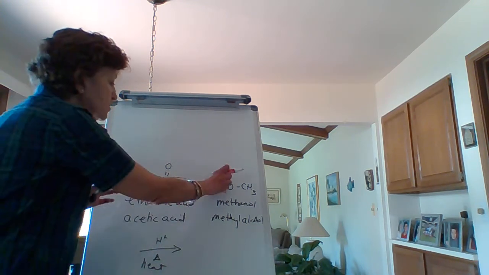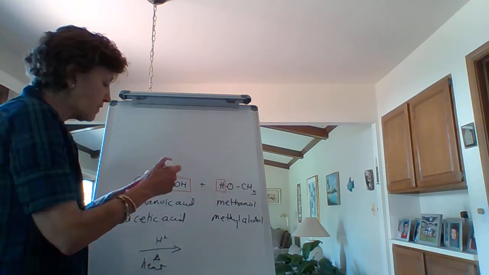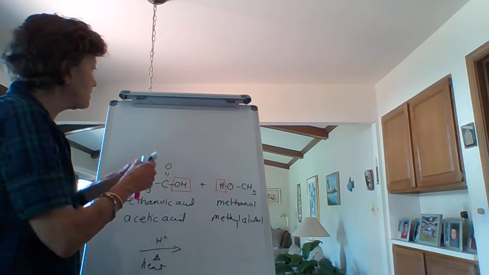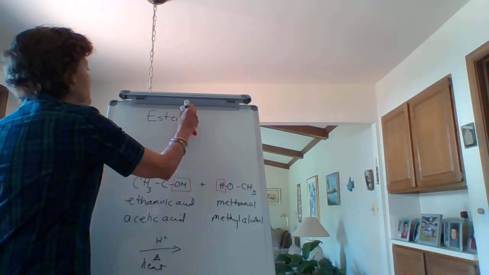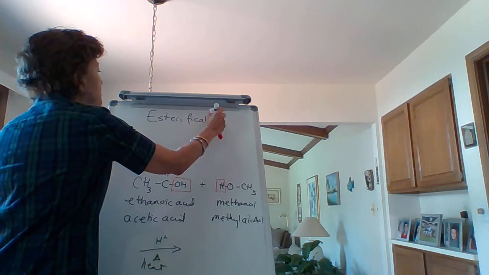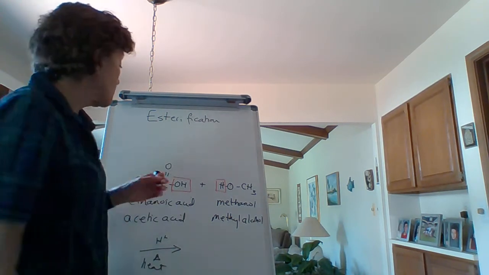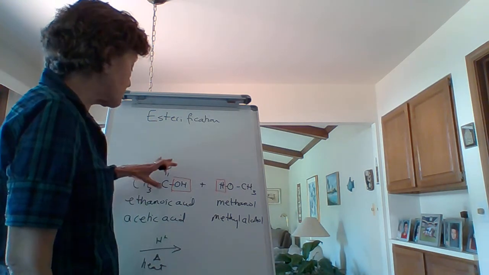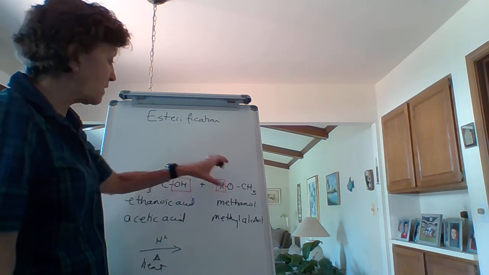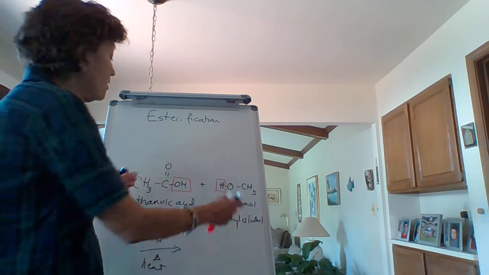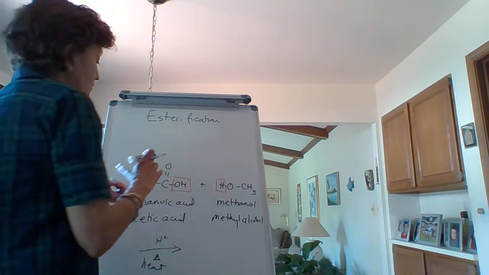All right. So what did we just create? We created a molecule of water. So one of the products, by the way, this whole thing is called esterification. Esterification just means the synthesis of an ester. Okay, so you have to start off with a carboxylic acid and an alcohol. You take the OH from the carboxylic acid, you take the H from the alcohol, you have a molecule of water, and then you put all this together.